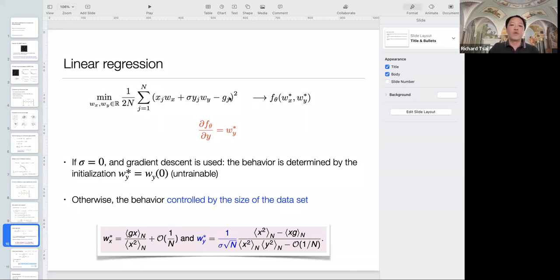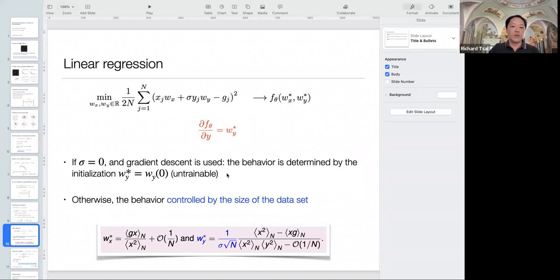And then, of course, once you solve this problem, you find the optimal weight sets, w_x star and w_y star, and then you will have your optimal linear approximation in this sense. So the question of how f changes in the direction normal to your data manifold is, in this simple setup, just df/dy, because y would be the normal direction. df/dy equals w_y star. So what is w_y star?